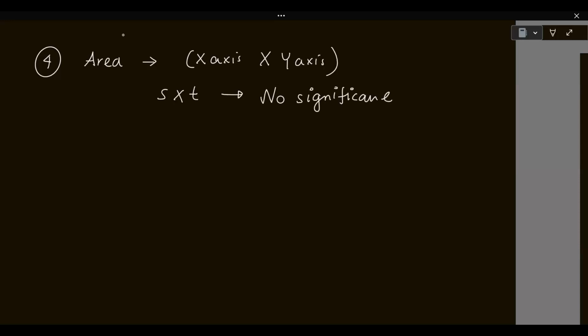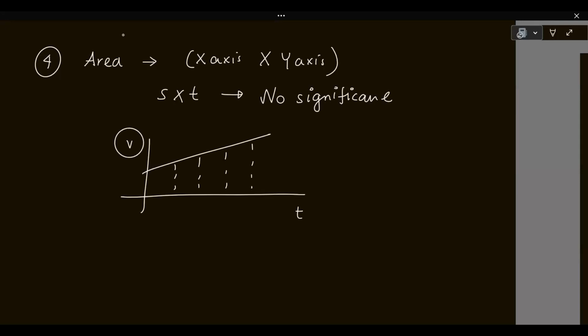But guys, tell me, in a velocity time graph, if you find out the area under the curve, what will it represent? Displacement. Yes, it will represent displacement. Why? Because y quantity into x quantity, velocity into time, gives you displacement. I hope you understood. Please let me know if you didn't understand this.